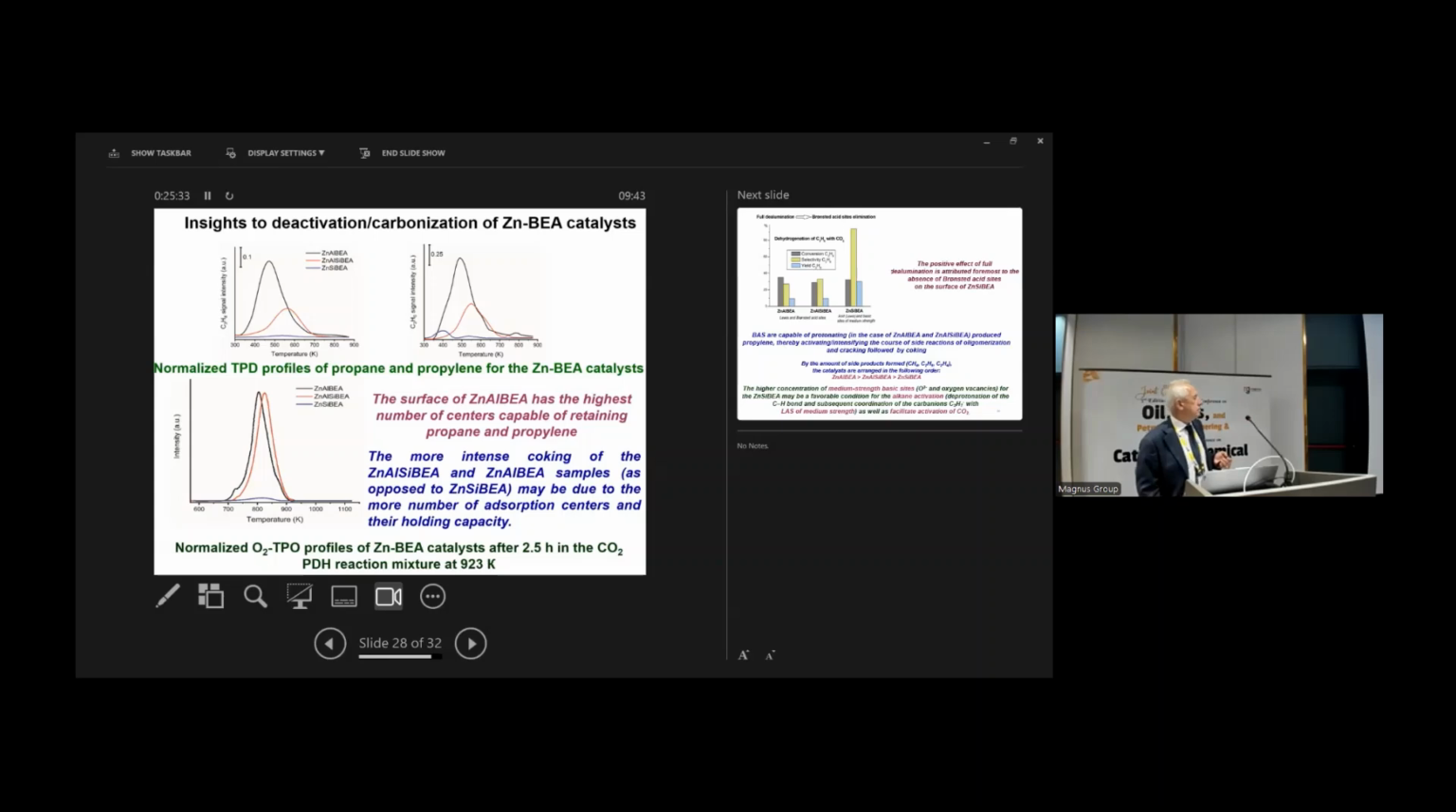And in the case of normalized O2 TPO profile of Zn beta catalysts, we can see that in the case of Zn SC beta, there is practically no formation of coke, because coke is formed on the Brønsted acid sites present in the zeolite when aluminum is present in the framework position.